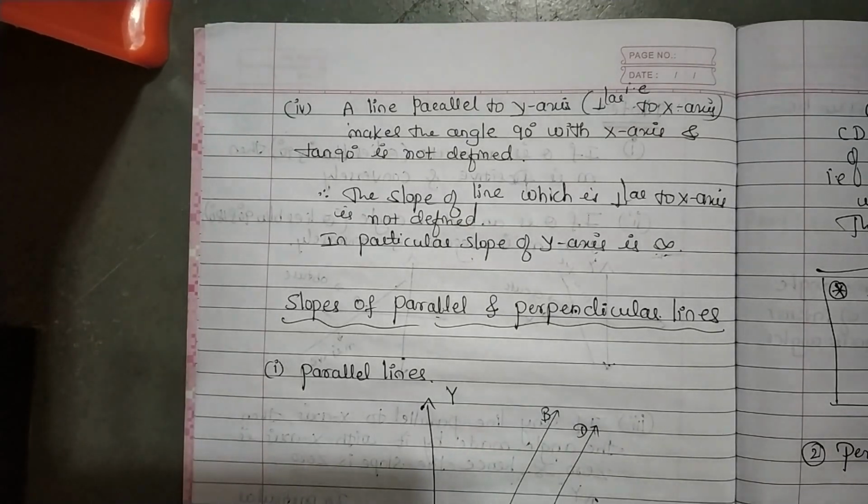Okay, slope of a line is given by m is equal to tan theta. If theta is acute, slope is positive; if theta is obtuse, slope is negative. Any line parallel to x-axis, then the angle between them is 0. Therefore slope is 0. When perpendicular, the angle is 90 degree, tan 90 degree is not defined. Therefore slope is not defined if any line is perpendicular to x-axis. Therefore slope of x-axis is 0. Slope of y-axis is not defined.